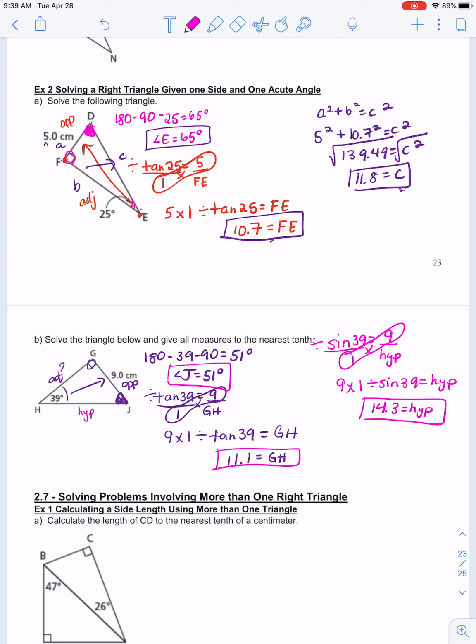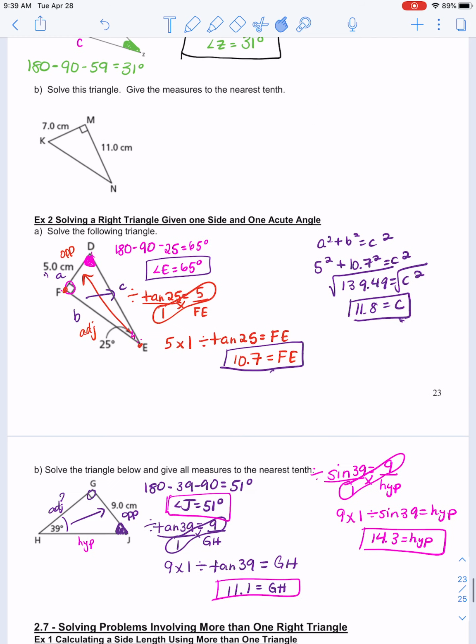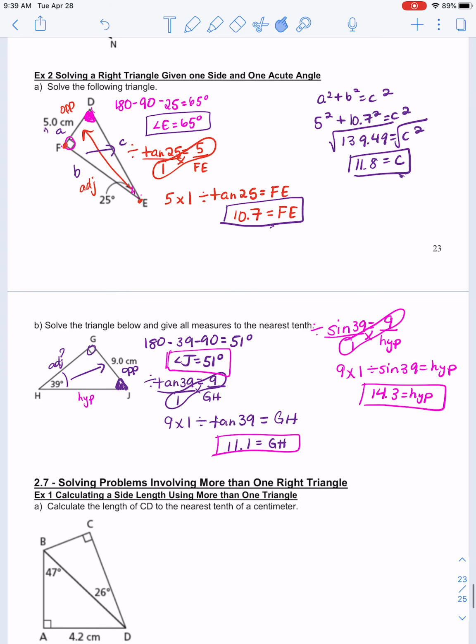And those are the 3 missing sides and angles. There we go. So I'll get you to complete example B by yourself, and I will post the solutions. Good luck.